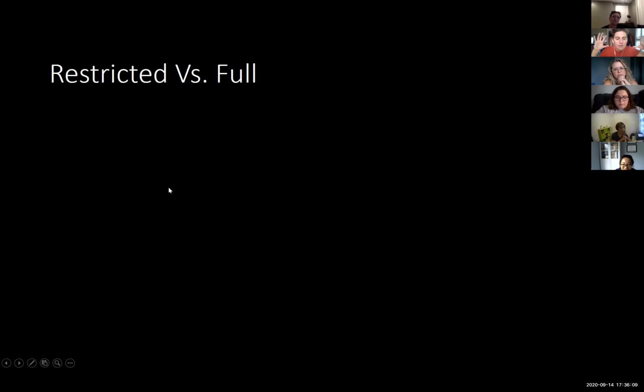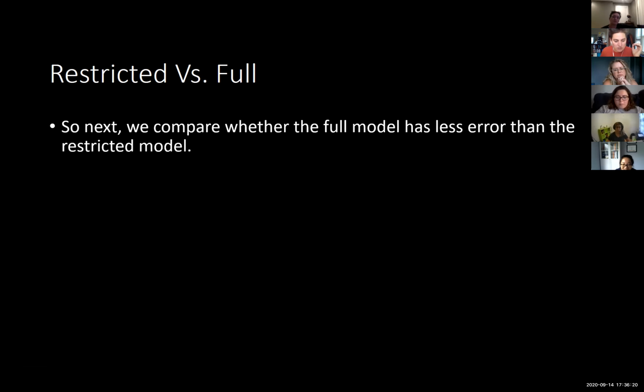So that's the concept of what reducing error sort of looks like. It looked pretty bad. We added some predictors. Now it looks a little bit better. So next what we're going to do is compare the two different models to see which one has less error.